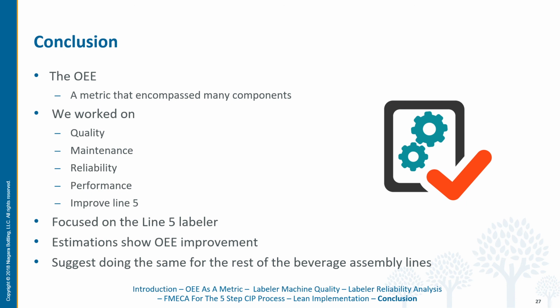The OEE was a metric that encompassed many components. We worked on quality, maintenance, reliability, and performance to improve Line 5. We focused on the Line 5 labeler because it was one of the top 3 contributors for unplanned downtime. When taking into account our suggestions, we estimate that the OEE would in fact increase.